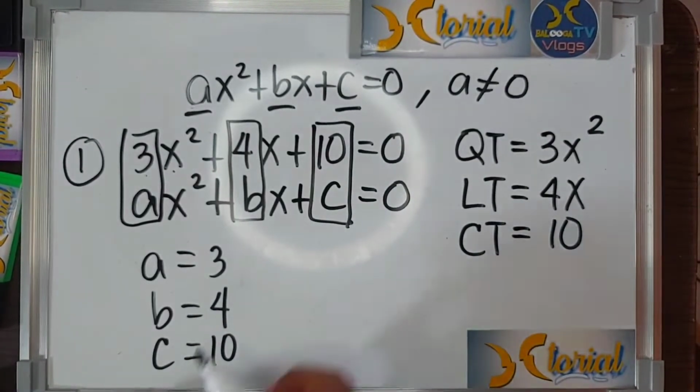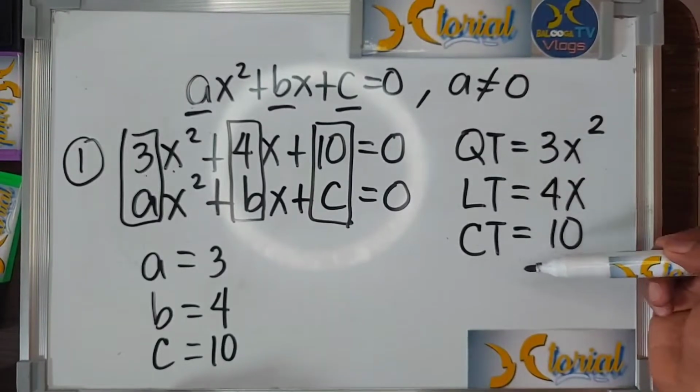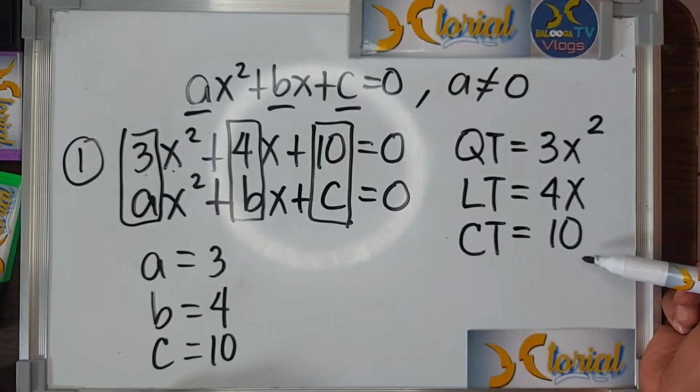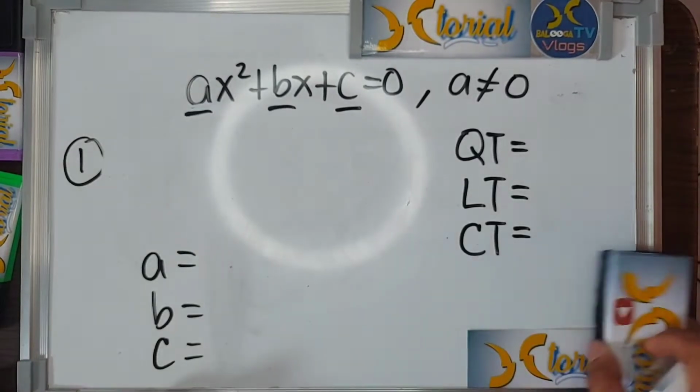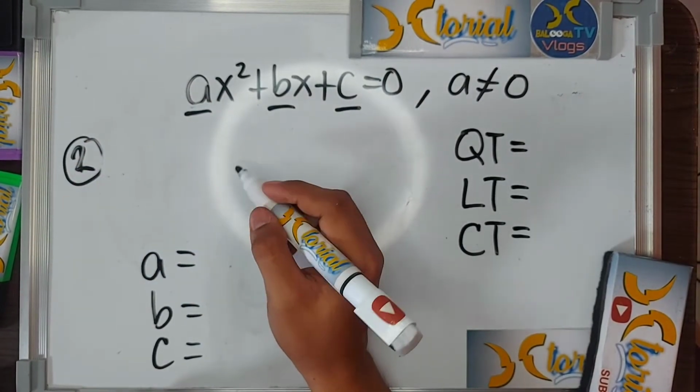So kung titingnan mo, yung ABC natin, they are all numbers. Pero kapag terms ang pinag-uusapan po natin, quadratic term, linear term, constant term, we have 3x squared, 4x, and the constant term is 10. Okay? So wag po tayong maguguluhan doon. Okay. Example number 2.